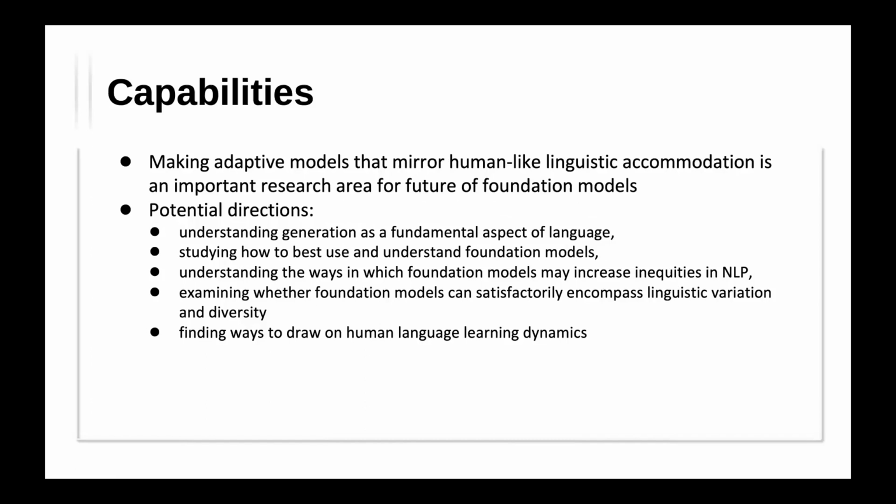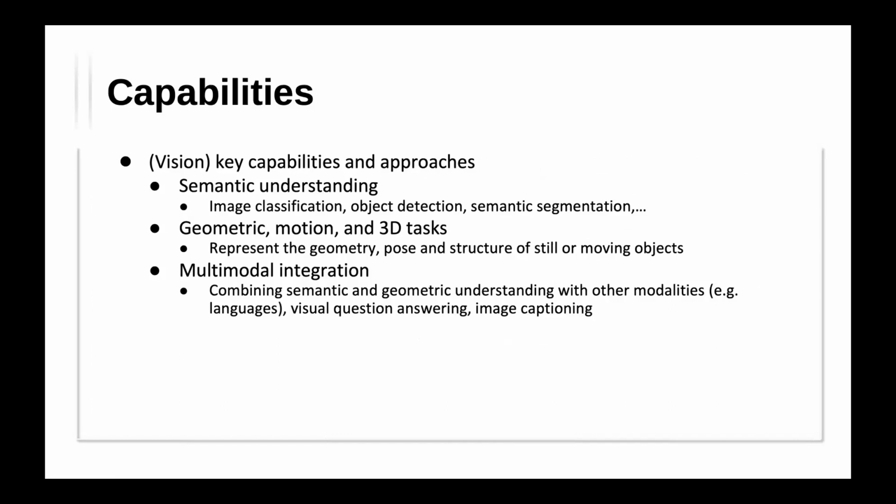And for the vision, the current capabilities include some semantic understanding, like image classification, object detection, and semantic segmentation. And the models can also do geometric, motion and 3D tasks, like representing the geometry, pose and structure of moving objects like human skeletons. And they also have multi-modal integration. That means they can combine semantic and geometric understanding with other modalities.